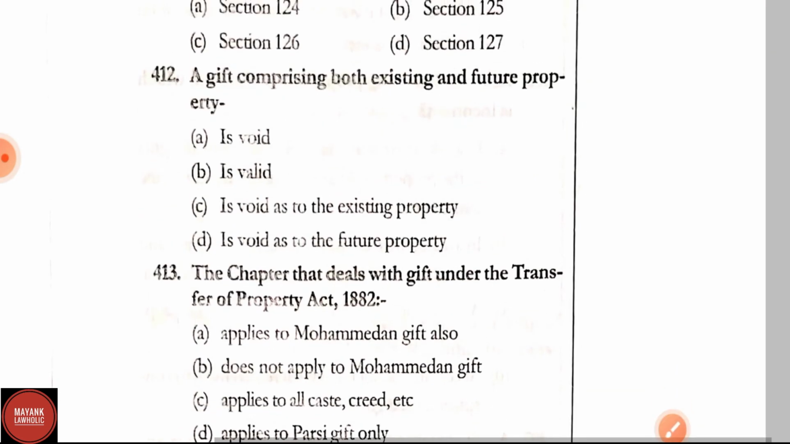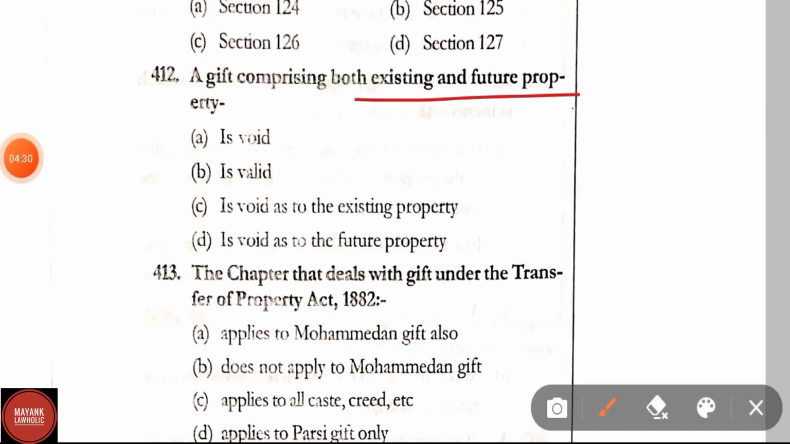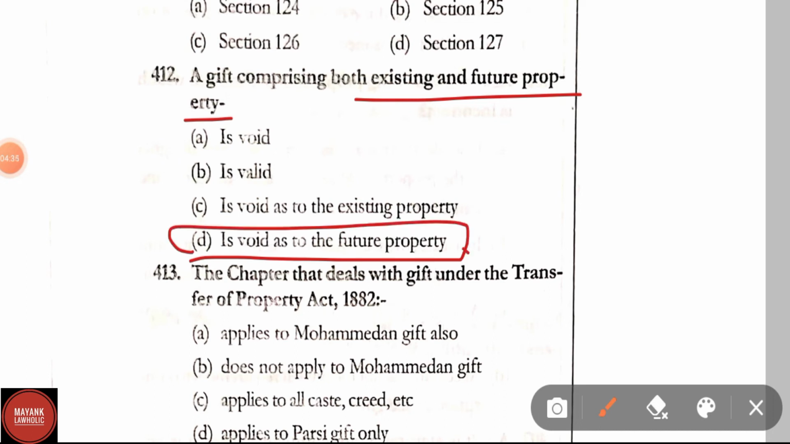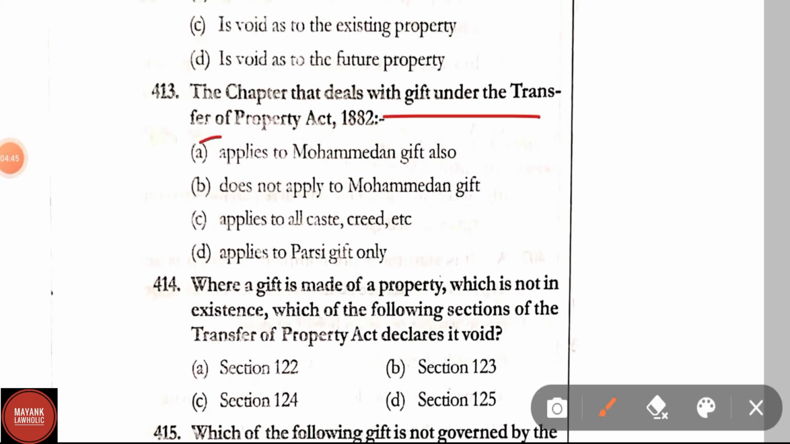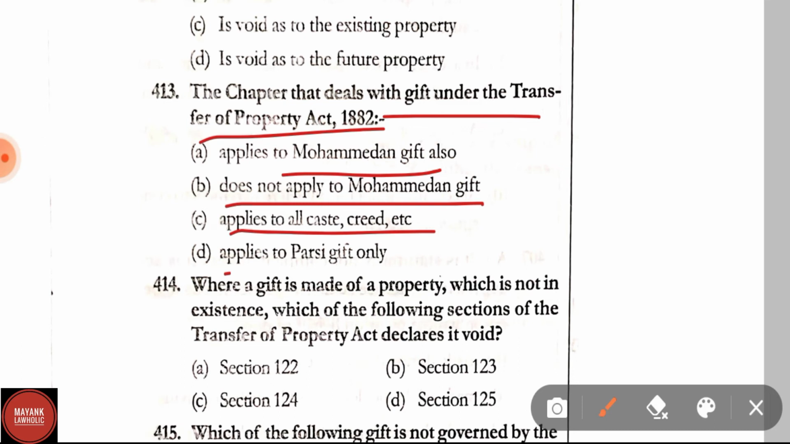Question number 412. A gift comprising both existing and future property is void as to the future property and will be valid for the existing property. Question number 413. The chapter on gifts under the Transfer of Property Act 1882 applies to Mohammedan gift also, does not apply to Mohammedan gift, applies to all caste, creed, etc., applies to Parsi gift only. Correct answer is option B, does not apply to Mohammedan gift.